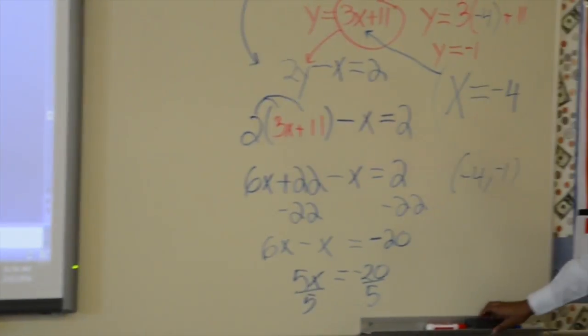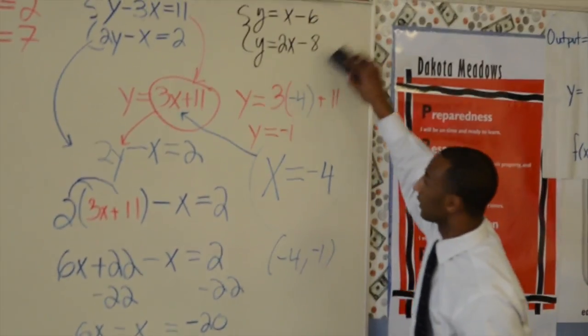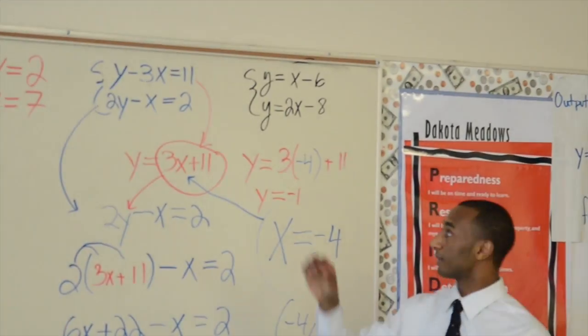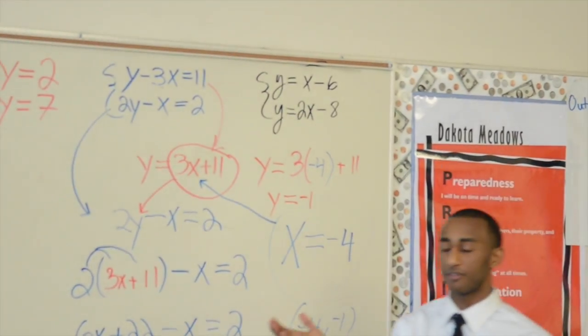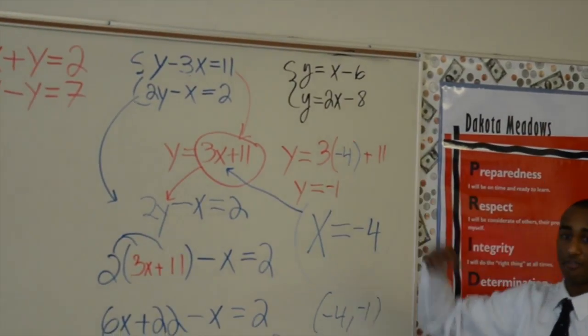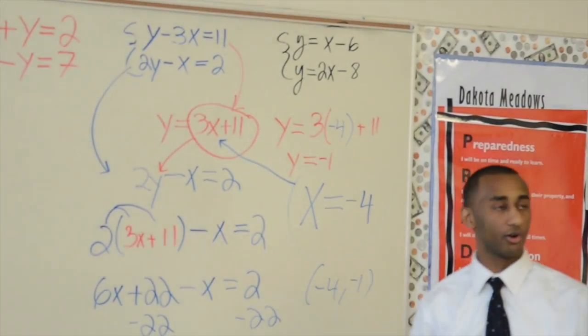So we only have 6 minutes. There is one last system up here, it's like an exit ticket. You take that, choose whatever method you want to do, substitution or elimination, solve it, show me, then you could go to lunch.